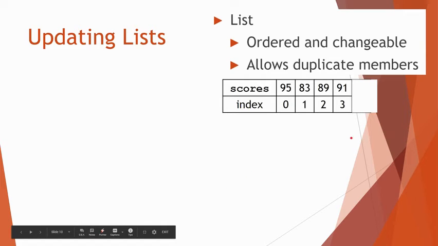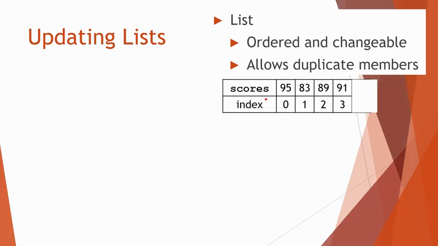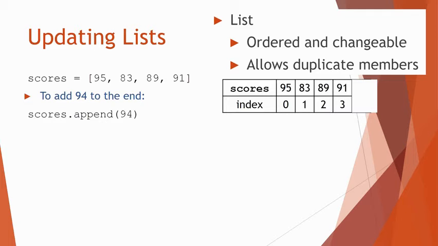Let's practice. If we want to update this list, scores, that has 4 elements in it, we could start by entering scores equal bracket 95, 83, 89, 91. To add 94 to the end of this list, we could append it by saying scores.append(94). It would put 94 in the last spot of the list.